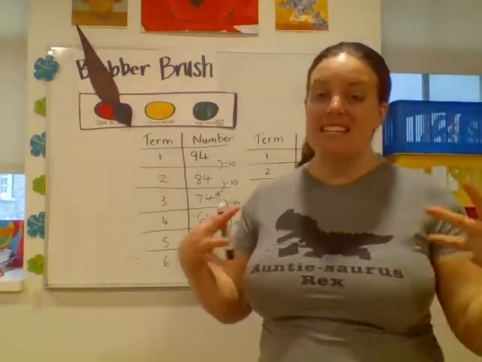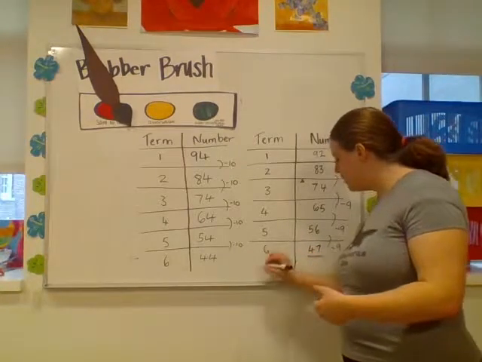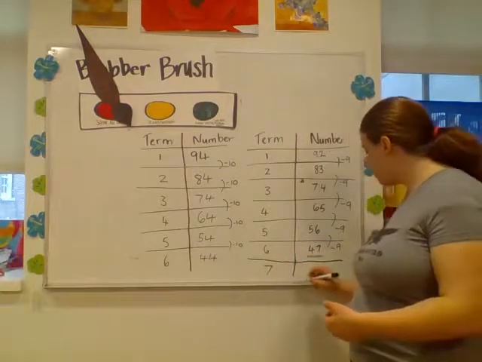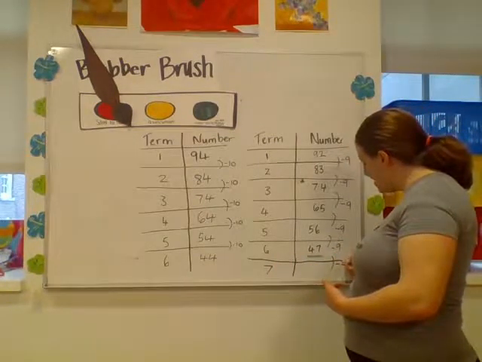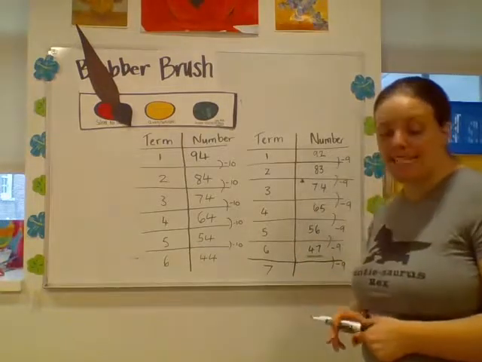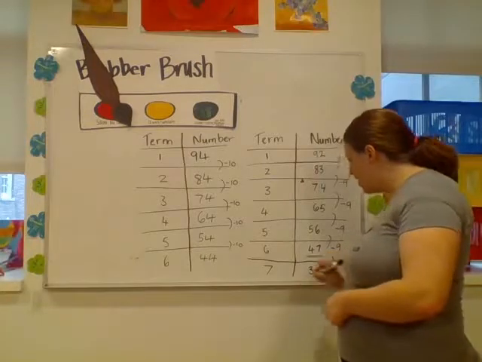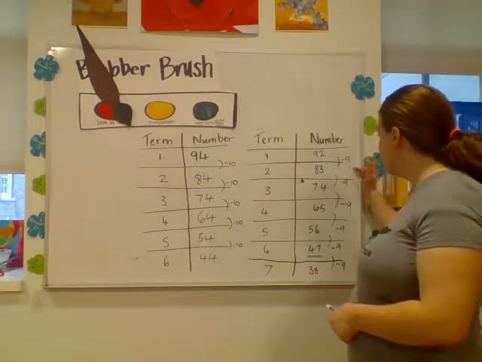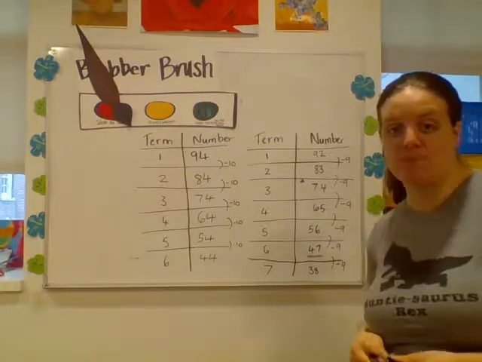Now, if I want to find the next term, what I can do is add to my table. So this is term 7. From 47, if I subtract 9 again, I'm going to get 38. So I used the rule that I figured out, the rule subtract 9, to find the 7th term. Awesome.